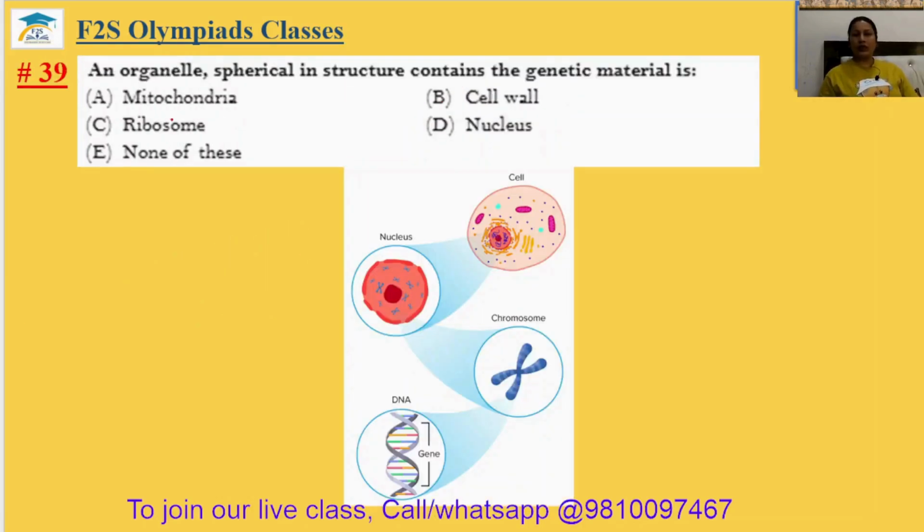Question number 39. An organelle spherical in structure containing the genetic material, that is your nucleus. Nucleus contains chromosome. Chromosome contains DNA, and DNA contains gene. That is your genetic material. So answer will be your nucleus. 39 answer will be option D.